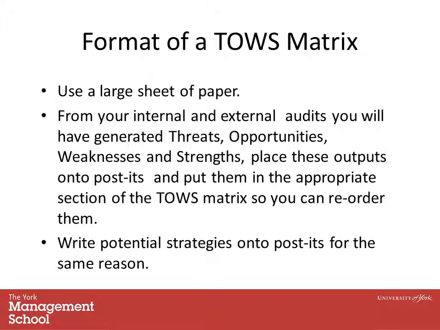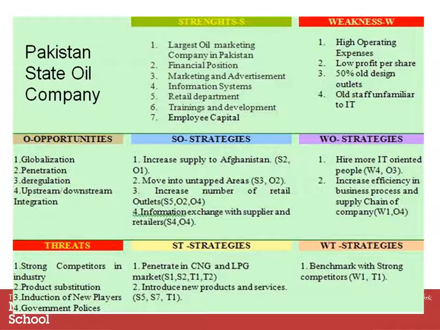What does one physically look like? Well, as a quick example for you, I have one that was done for the Pakistan State Oil Company. It's an example TOWS matrix for the Pakistan State Oil Company. Note how the strategies address the specific issues raised by each strength, weakness, opportunity and threat. As strengths, weaknesses, opportunities and threats are added, then strategies can be added to each of the appropriate boxes. Once the matrix is complete, the strategy needs to be evaluated and selected for implementation.